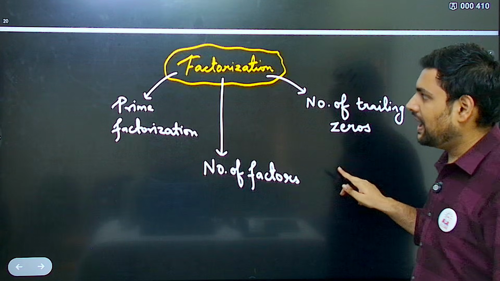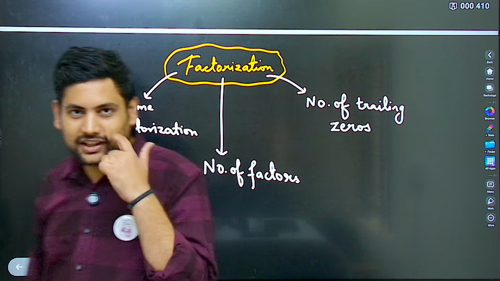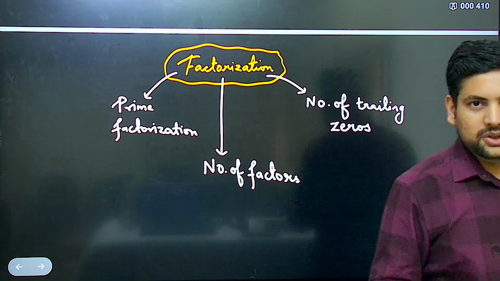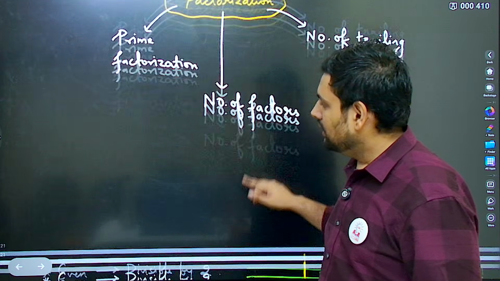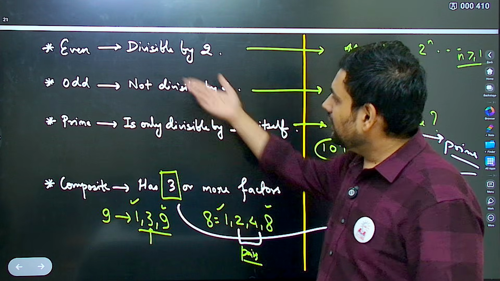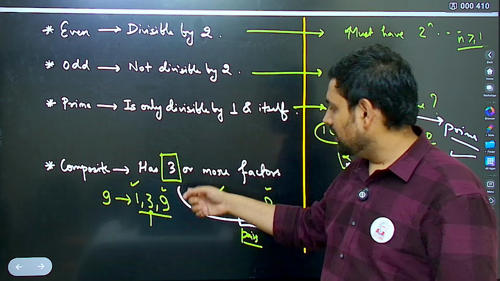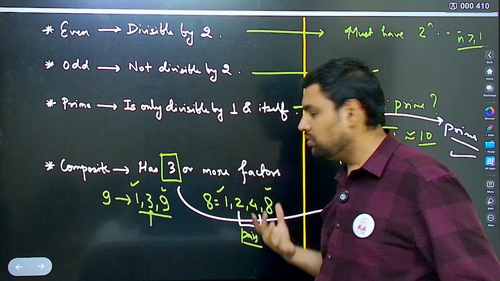Now we come to factorization. Factorization, we must remember: prime factorization, number of factors, number of trailing zeros. This is what we learned. See, what is even, what is odd, what is prime: one in itself. Composite has 3 or more factors.